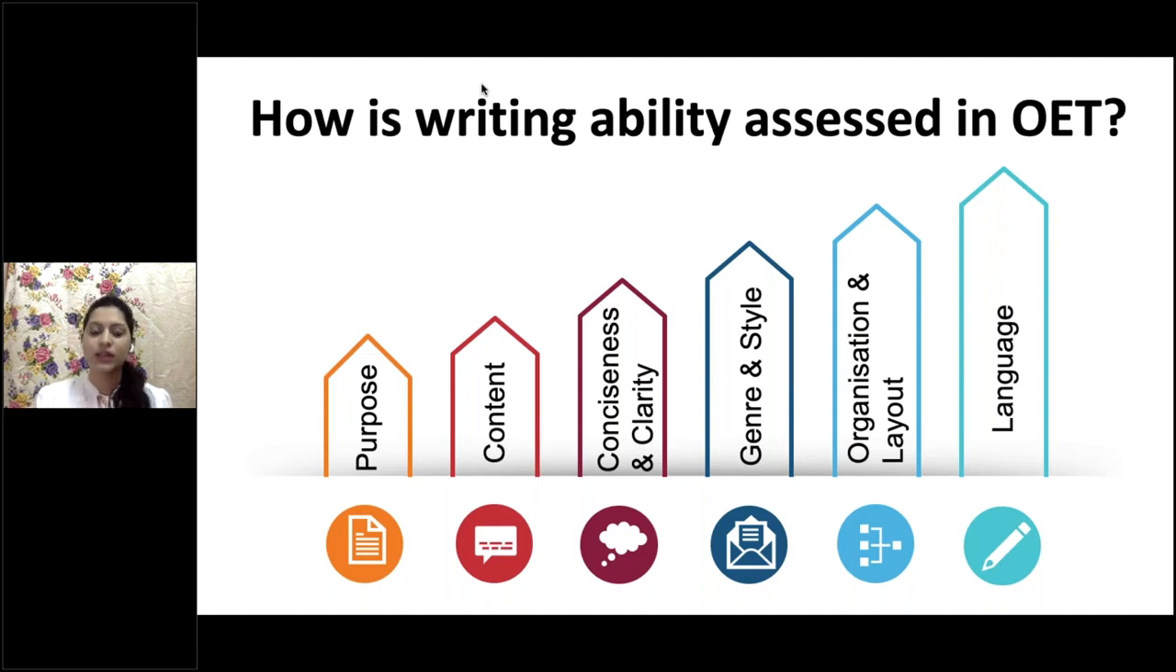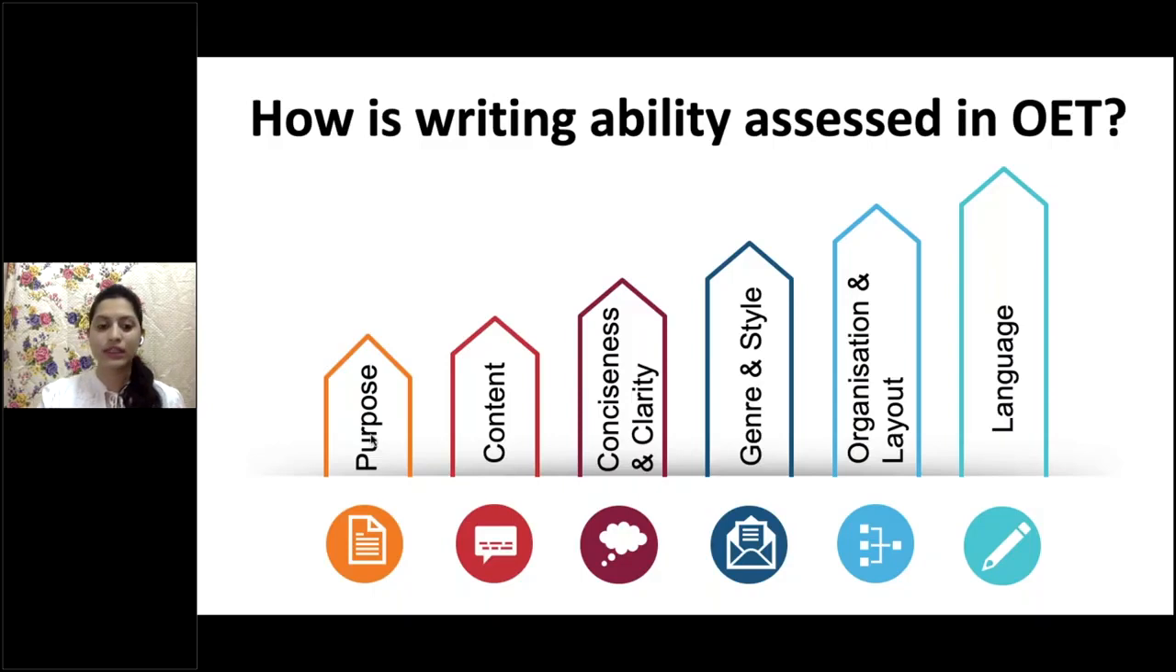The first one, purpose. As I've already mentioned, you will need a 2 out of 3 for purpose. So what is purpose basically? It's whether the purpose of the letter is immediately apparent to the reader and sufficiently expanded in the course of the letter. Your purpose should be on point in the introduction, and as the letter progresses, you will have to expand and give enough supporting examples for it.